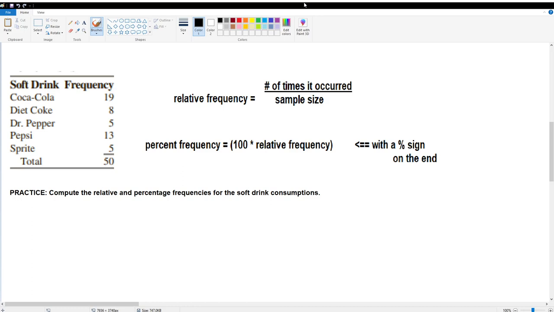For the rest of you, we can get immediately into some practice. Compute the relative and percentage frequencies for soft drink consumption. You might look at this and think, well, this looks pretty easy. That's because it is. It'll start off easy and it will ramp up. If you want to take a moment, go ahead and quickly do that practice and hit play when you're ready to continue.